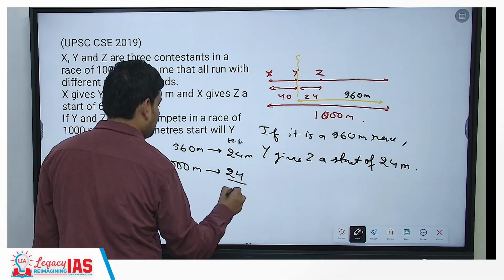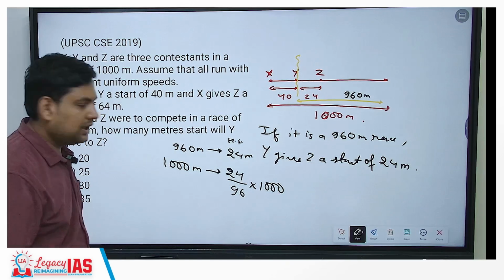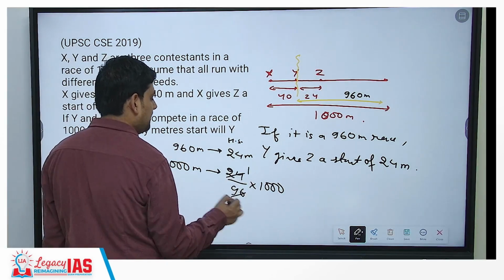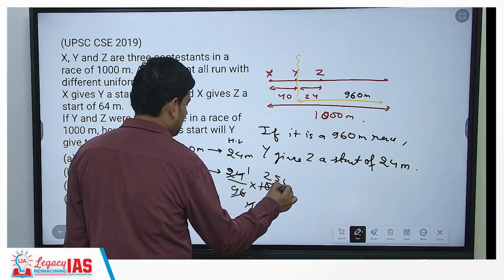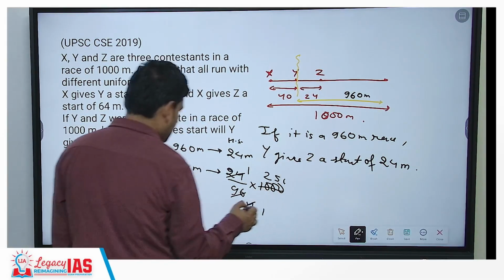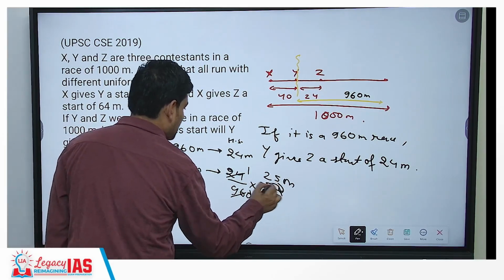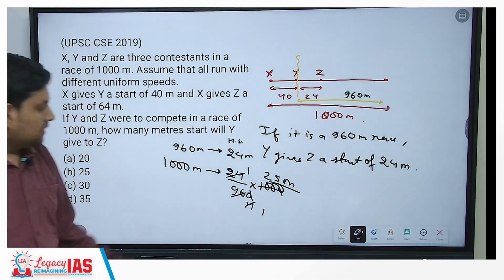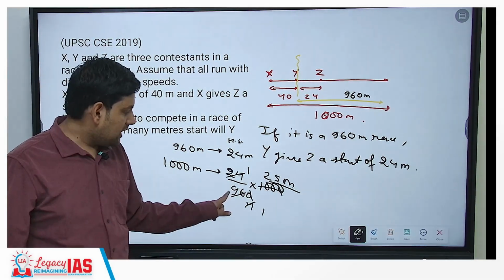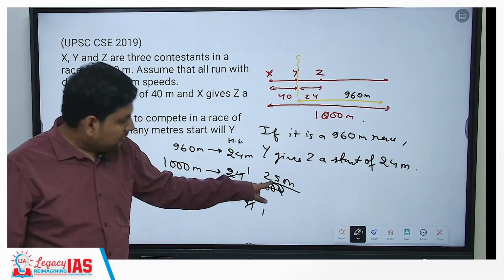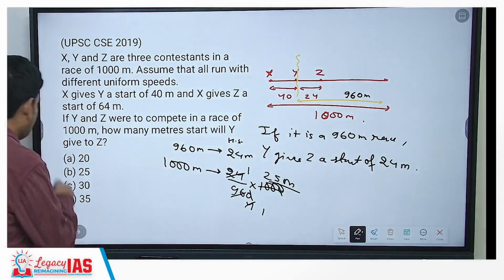So this will be 24 divided by 960 into 1000. Simple unitary method. How many times will this go? The 0, 0 cancel out. So 24 by 960, the 0, 0 you cancel out. So this becomes 1, and then 24 goes 4 times. 4 takes 125 times. So what you got? 25 meters.